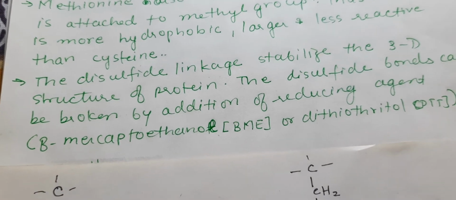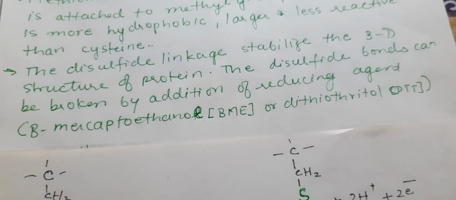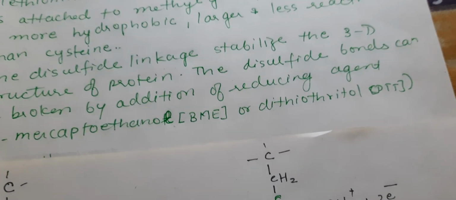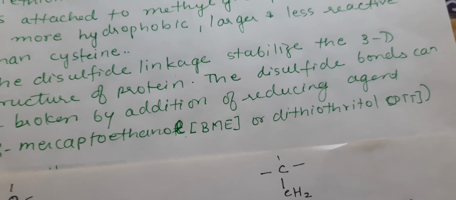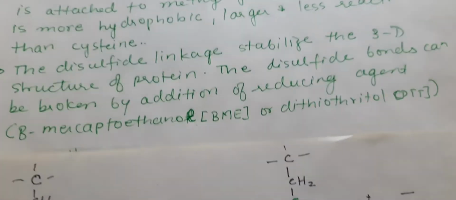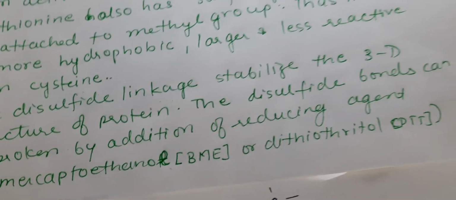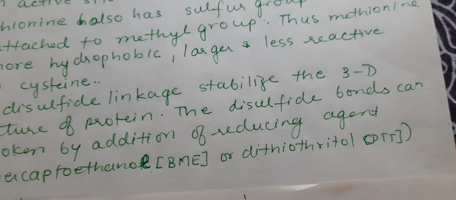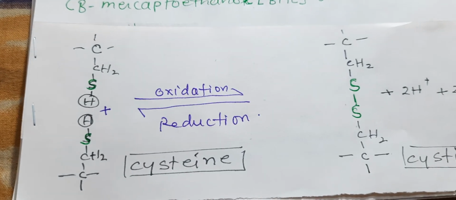The disulfide linkage stabilizes the 3D structure of protein, and the disulfide bond can be broken by addition of a reducing agent such as beta mercaptoethanol and dithiothreitol. Okay, so these are some detergents, some salts which can be added, and they act as a reducing agent, and they can reduce the disulfide bond, and once they are reduced then the 3D folding is lost and the stability of the protein is destabilized.